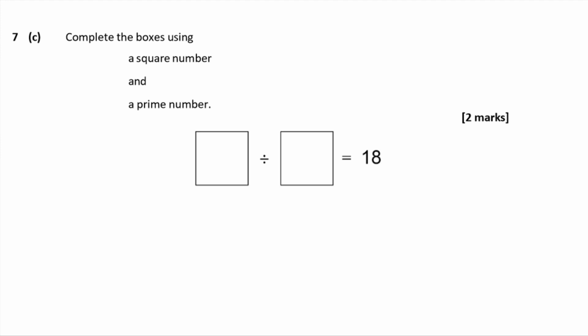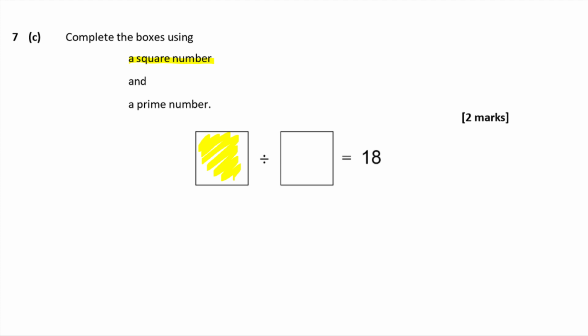Part C says complete the boxes using a square number and a prime number. So something divided by something is 18. Now, the number here has to be a multiple of 18, then, isn't it? So if you divide it by something and get 18, then that number is a multiple of 18. So that number can't be the prime number, it has to be the square number. So we're looking for a square number that is bigger than 18, and then I can divide it by a prime number and get 18.